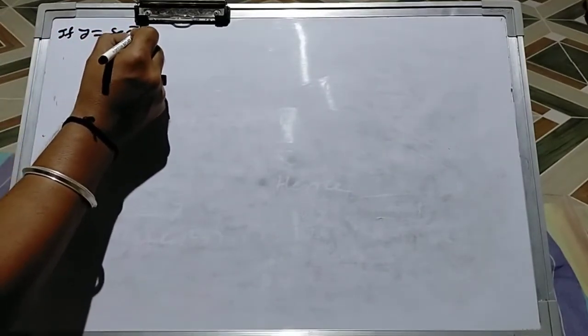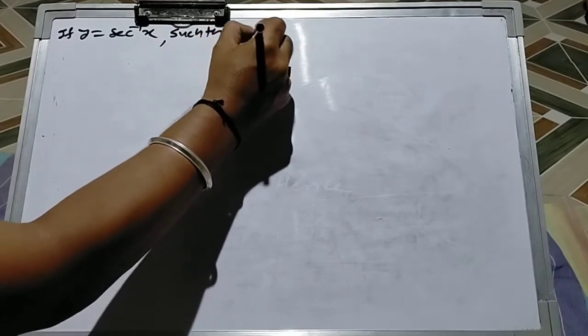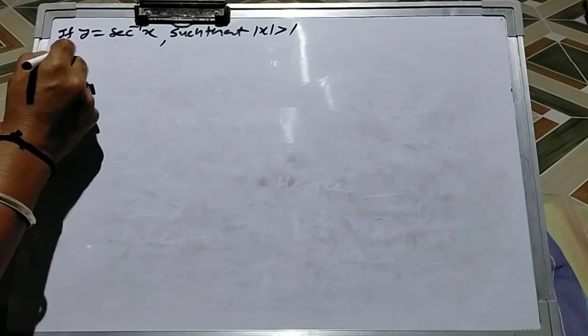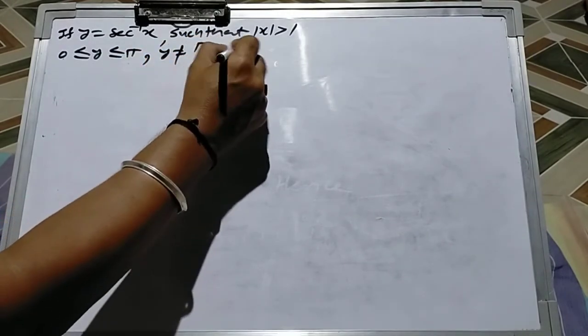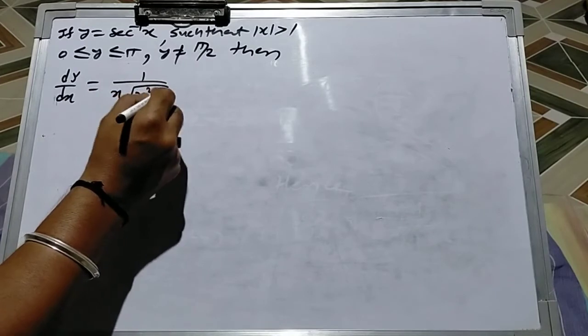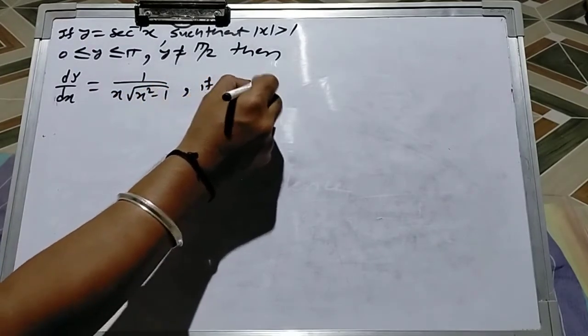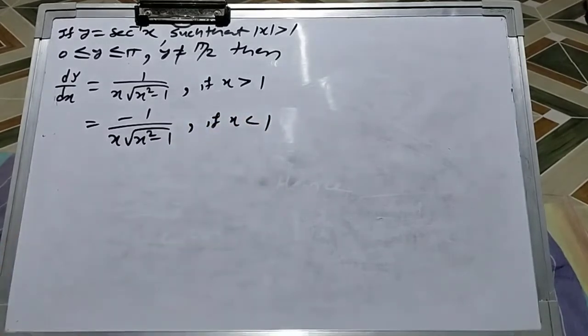Now next one, if y = sec⁻¹ x such that |x| > 1, 0 ≤ y ≤ π, and y is not equal to π/2, then dy/dx = 1/(x√(x² - 1)) if x > 1, and = -1/(x√(x² - 1)) if x < -1. Here x is greater than 1 and here x is less than -1.